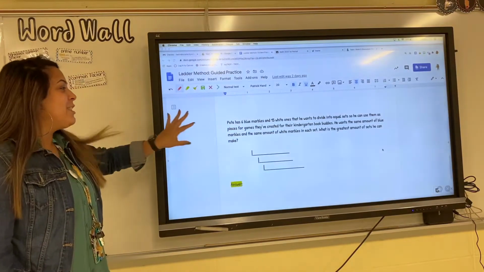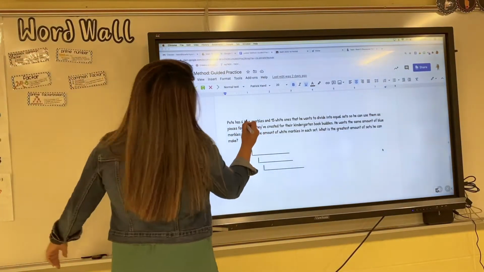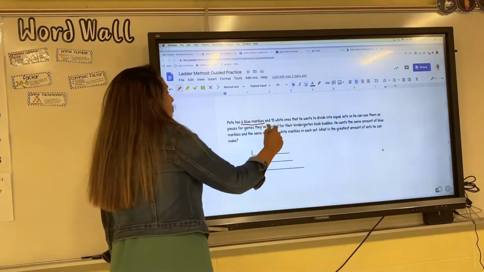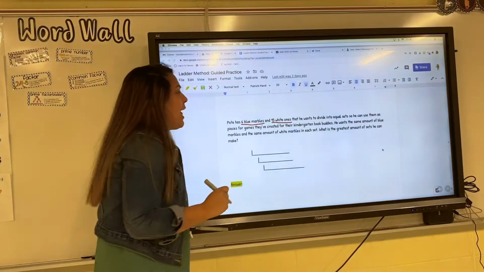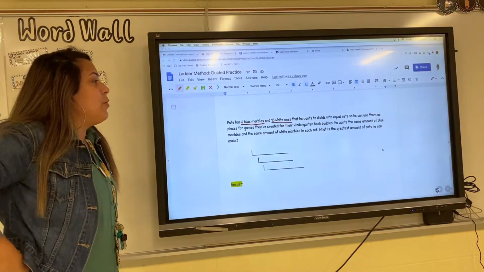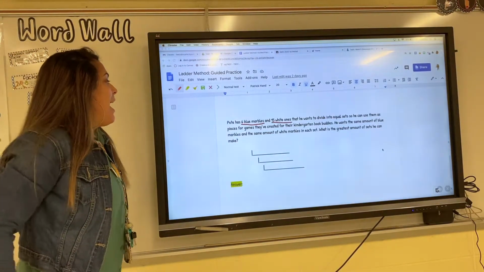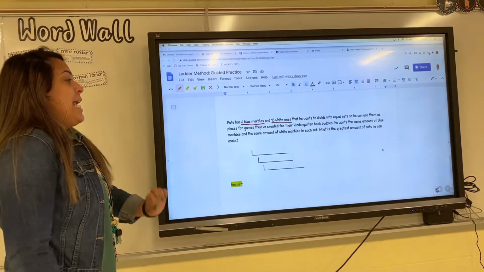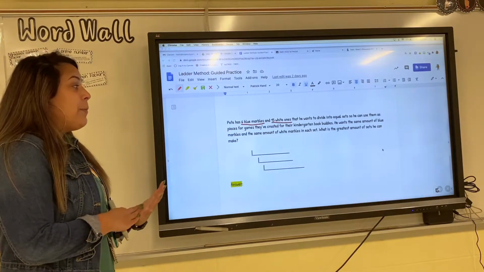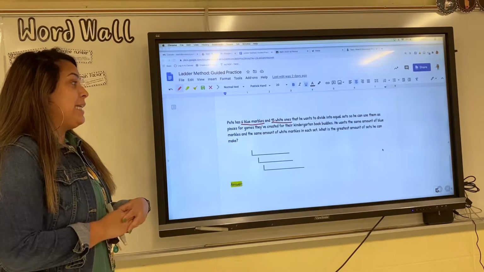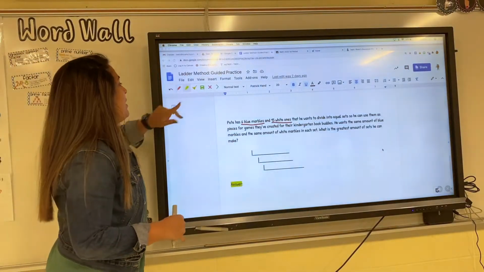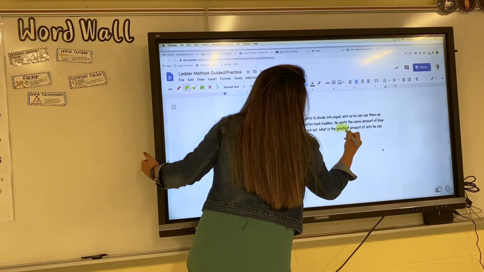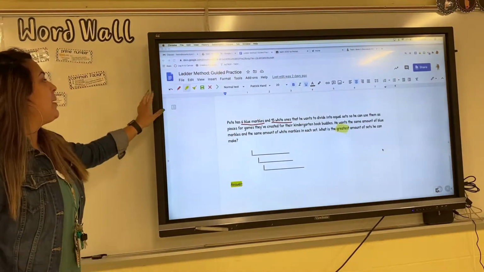All right, so our last one says, Pete has 6 blue marbles and 15 white ones that he wants to divide into equal sets so he can use them as pieces for games they've created for the kindergarten book buddies. He wants the same amount of blue marbles and the same amount of white marbles in each set. What is the greatest amount of sets he can make?